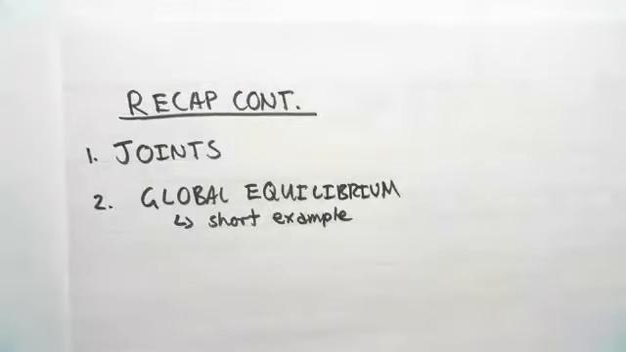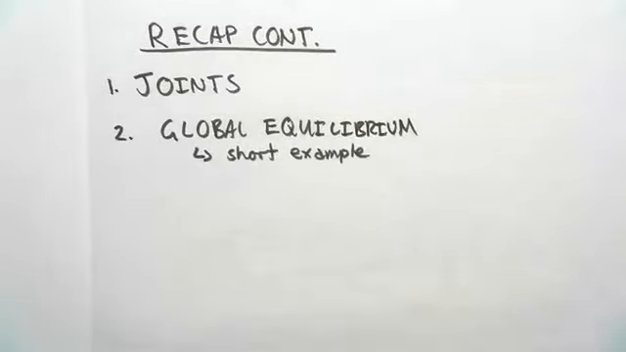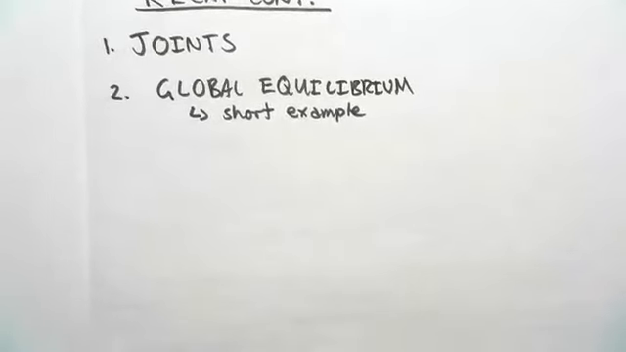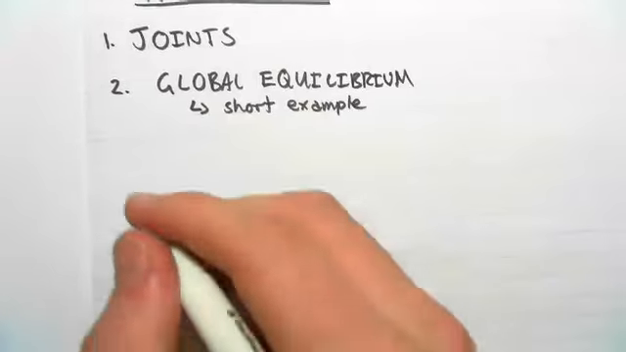So in this video I'm going to continue with the recap and do joints and a quick bit on global equilibrium, which has a short example with it. So with joints, there are several different types of joints. There's internal and external joints. So I'll start with internal joints.